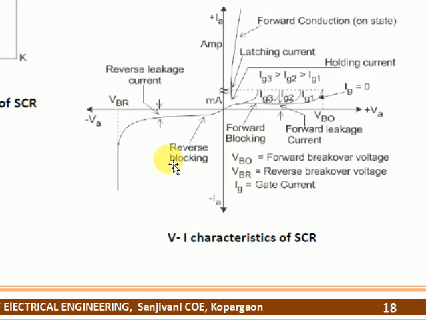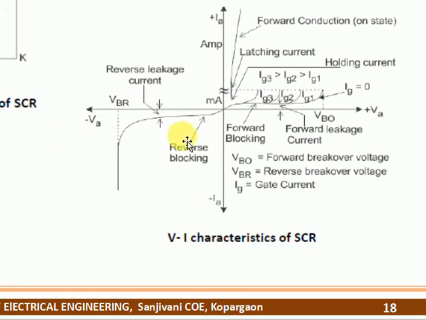So what will happen? It will start to flow in the reverse direction. This is the forced commutation method also. Once it starts to conduct in the reverse direction, a reverse leakage current is produced, and after that comes VBR, the reverse breakover voltage. It will cross the reverse breakover voltage.